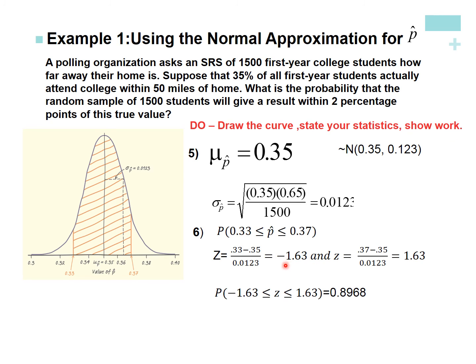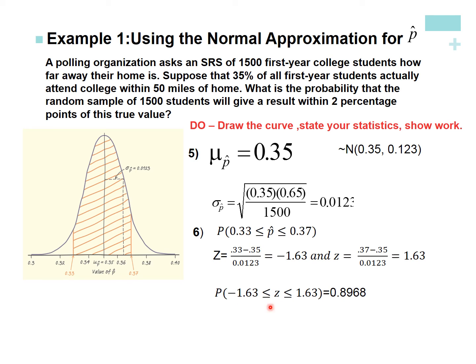So here's my z-score of negative 1.63, which is right down here. Then the next one is 0.37, sample minus population 0.35, divided by the standard deviation that I found up here, is 1.63, so that's right here. Now that I have it standardized, because on a normal curve I can standardize it and find my z-scores, now state the probability specifically of what you're looking for using z-scores. I want to find the probability that z is between negative 1.63 and 1.63, between those two.